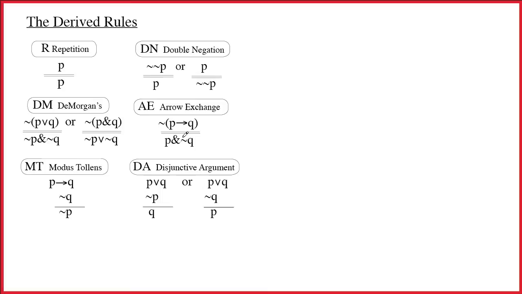Now let's look at DeMorgan's and arrow exchange. These three rules, notice there are two versions of DeMorgan's. These three rules are some of the most useful that we introduce. DM stands for DeMorgan's. Augustus DeMorgan was a pioneer in propositional logic in the mid-1800s. He thought a lot about the relationship between the wedge and the ampersand, and his name is frequently associated with this relationship. DeMorgan's works on tilde p wedge q and also on tilde p ampersand q. I like to show arrow exchange at the same time. It works on tilde p arrow q.